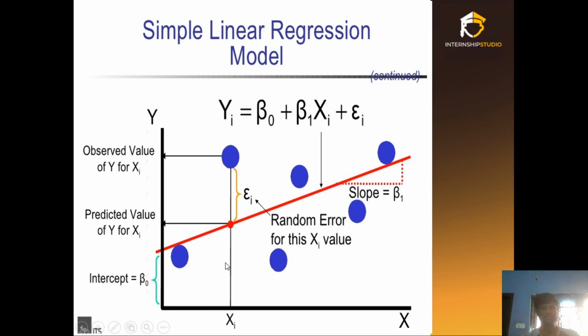If you speak of the intercept term, the intercept will be beta naught here. This is the intercept, and you can see beta 1 as your slope here. So this is the slope of the line. You can visually interpret the equation we were discussing in this way.